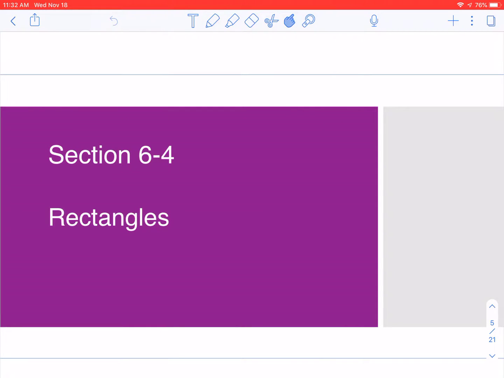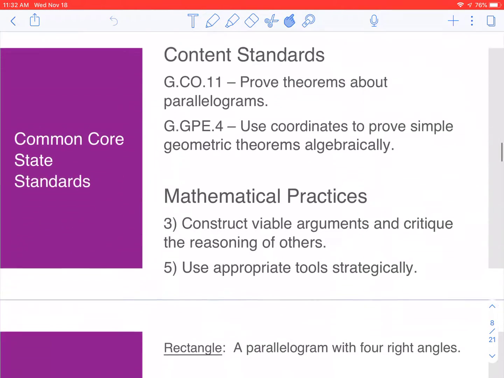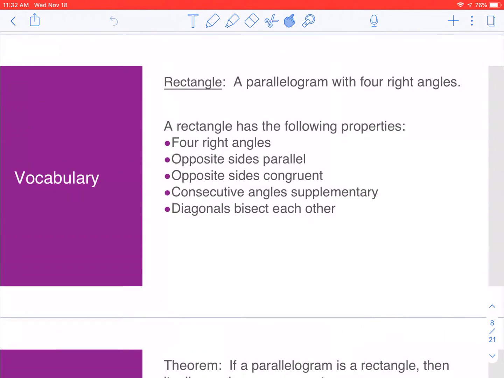All right, section 6.4, rectangles. So a rectangle is a parallelogram, and it has 4 right angles, which I think you all know. Okay? Here are the new things. It's a parallelogram. It also has 4 right angles.